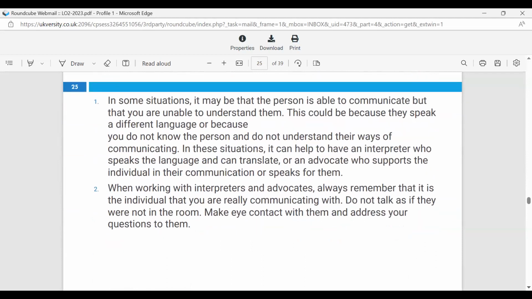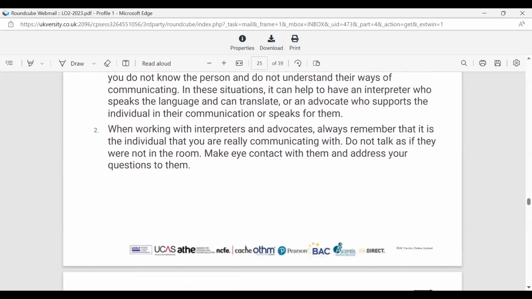When working with interpreters and advocates, always remember that it is the individual that you are really communicating with. Do not talk as if they were not in the room. Make eye contact with them and address questions to them.